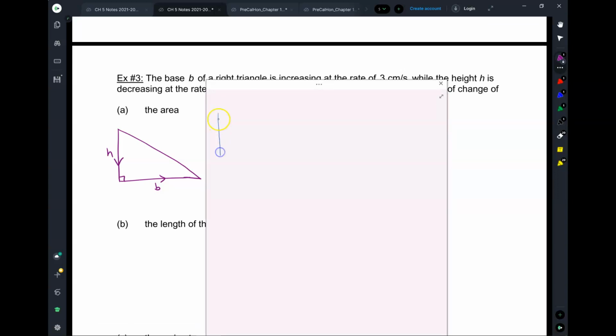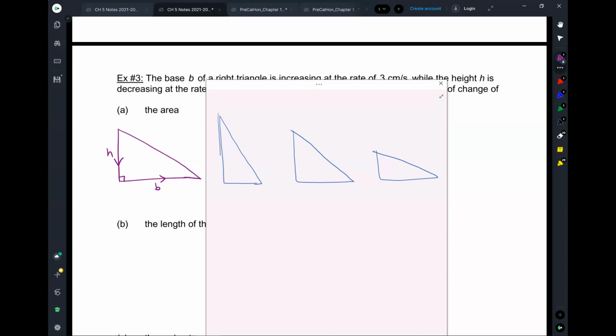So basically, you have a triangle like this, right? Then this is like morphing, but it's a continuous thing. Then the height got smaller, but the base got bigger. Then the height got even smaller, but the base got even bigger, right? So that's what's happening. And now it's telling you when B is 4 and H is 3, find some rates of change.